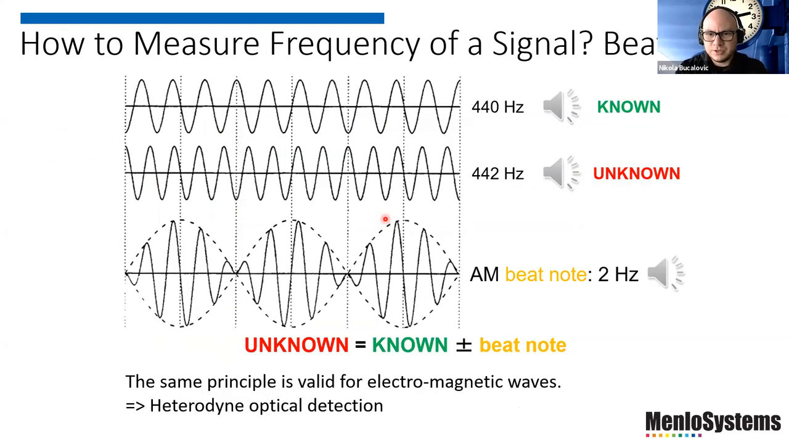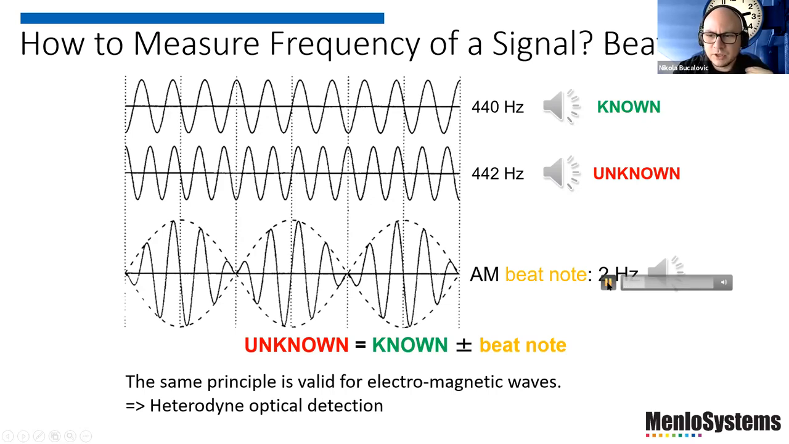But how to measure the optical frequencies? If you have a known signal, for example 440 hertz, and another signal that is close to it, and you hear each one, the effect is quite the same. But if you listen to them both at the same time, you will hear a beat note that is at the difference of the frequencies of the two signals.